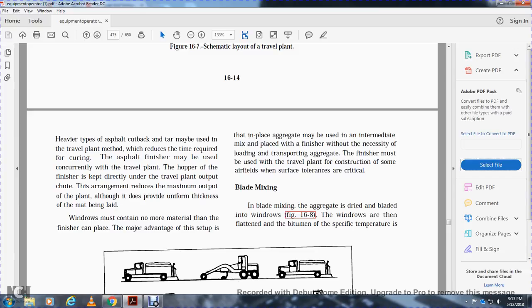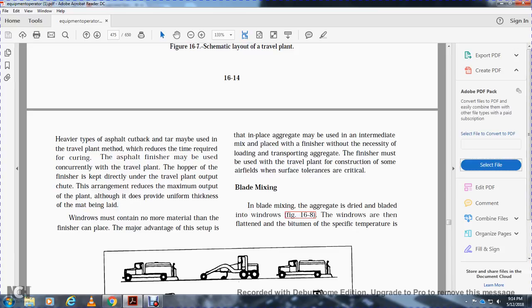Although it does not provide uniform thickness for the mat being laid, windrows must contain no more material than the finisher can place. The main advantage is that the placed aggregate is metered and mixed in place with the finisher, without the necessity of loading and transporting aggregate to the finisher. Review the travel plant construction for airfields where surface tolerances are critical.